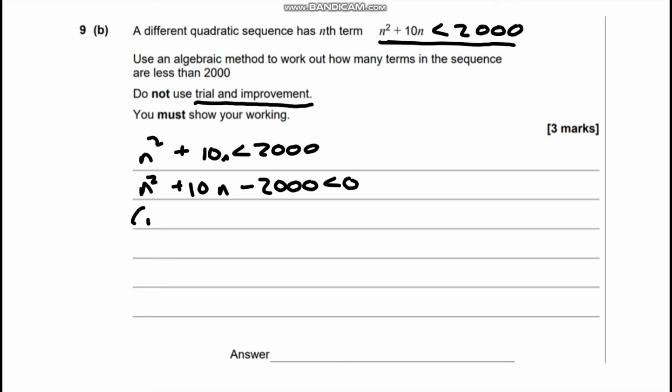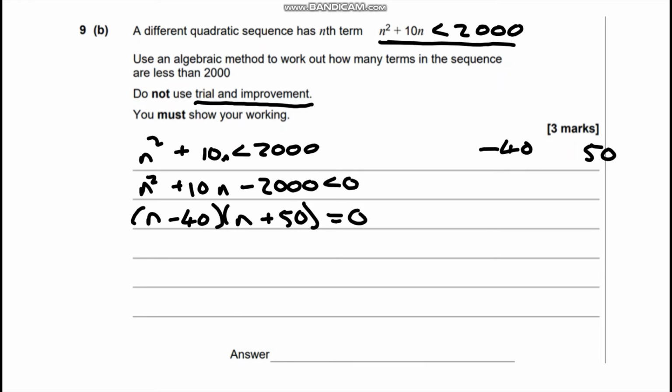So I'm going to factorize, and I'm looking for things that multiply together to give me 2000, but add together to give me 10. Multiplying to give 20 would be 4 and 5, so we could have 40 and 50. But one of them has to be positive, one of them has to be negative. We want a positive 10n, so the 50 is going to be positive, and the negative is going to be the 40. And this works out for us, so we can factorize that.